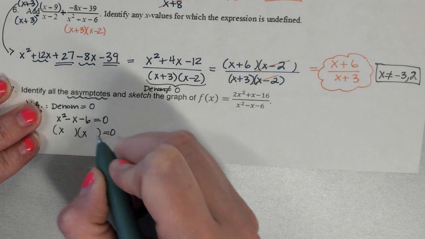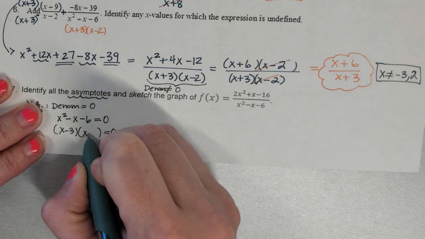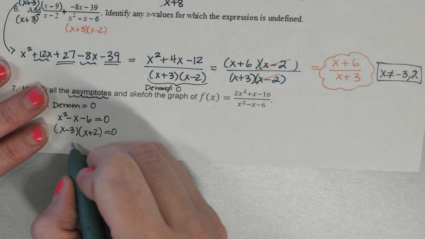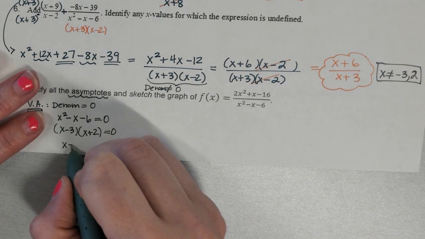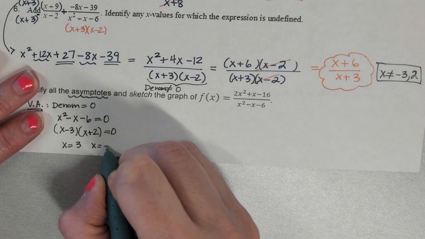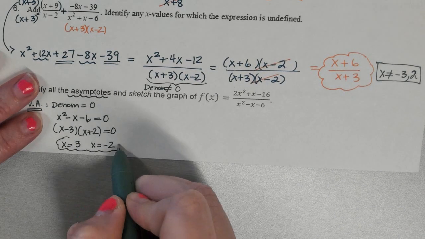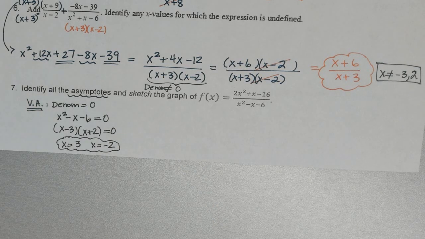So you have x and x minus 3 plus 2 will multiply to negative 6 and add to negative 1. So if I solve, I'm going to get x equals 3 and x equals negative 2. Okay? Those are your vertical asymptotes.